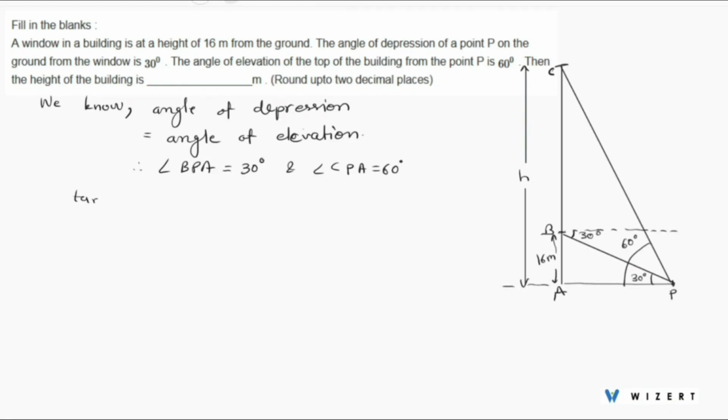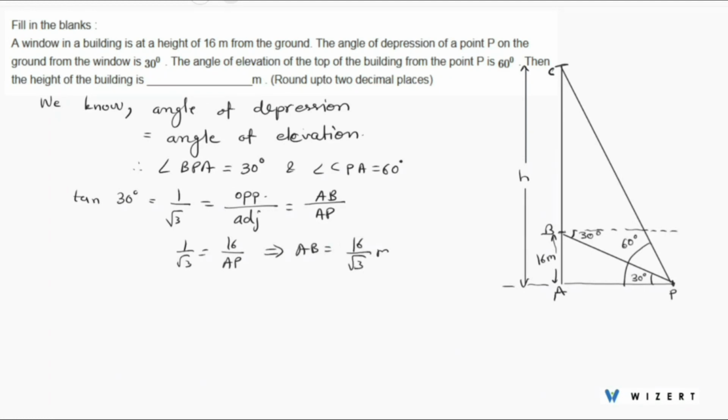Now we know tan of 30 degrees is equal to 1 by root 3. Also we know that tan of any angle is given by opposite upon adjacent side, which in this case is AB upon AP. So we don't know AP, we know AB. So 1 by root 3 equal to 16 divided by AP. Therefore we get AP equal to 16 by root 3 meters.